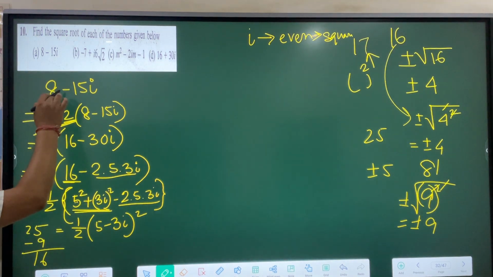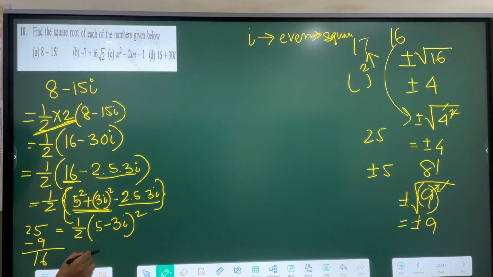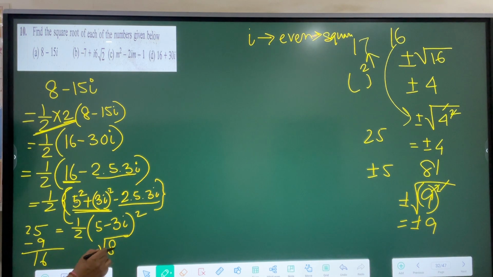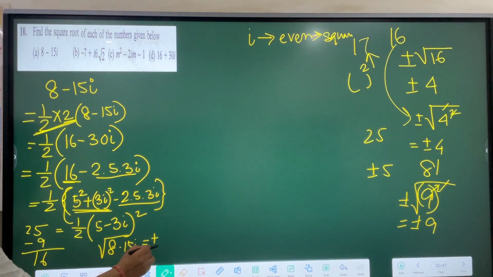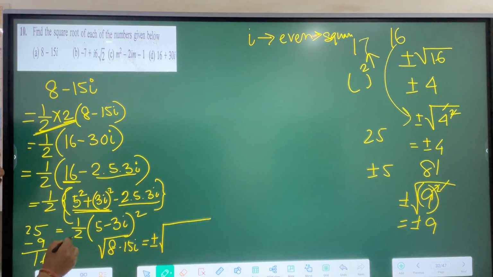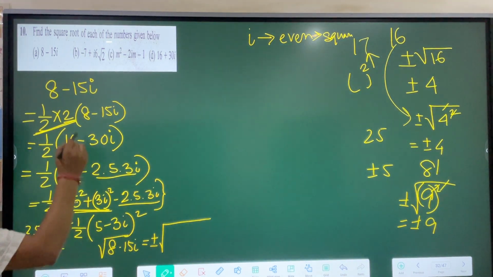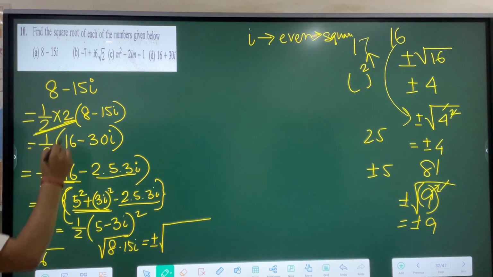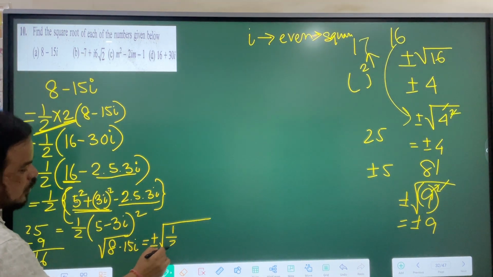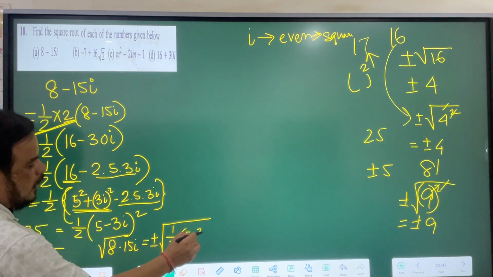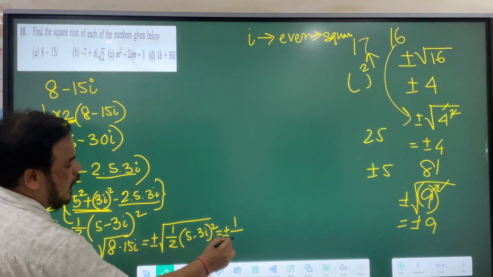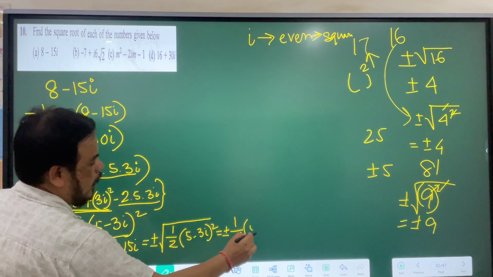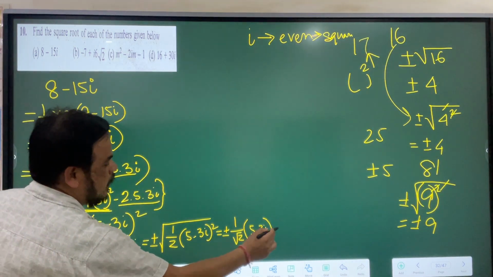Now what do we have to find out? The square root. Look here. Square root of 8 minus 15i is equal to plus minus the square root of this whole expression that we have got from the 15i calculation. So we write here 5 minus 3i whole square. So plus minus 1 by root 2, 5 minus 3i. This is the answer.